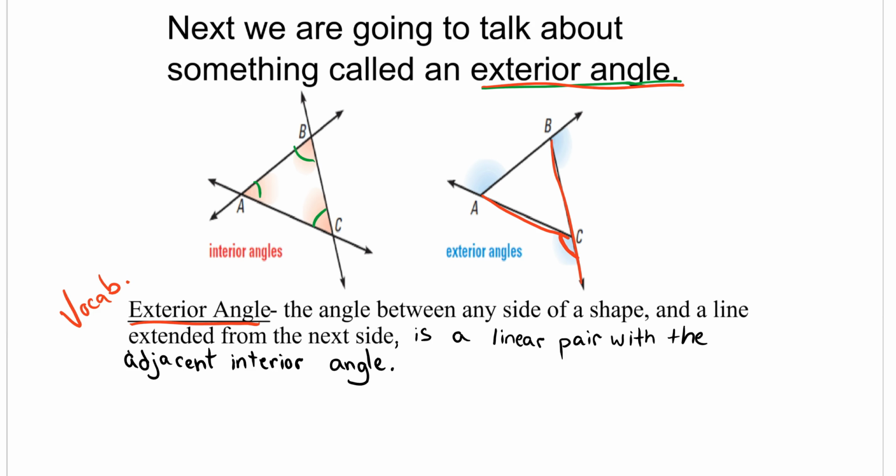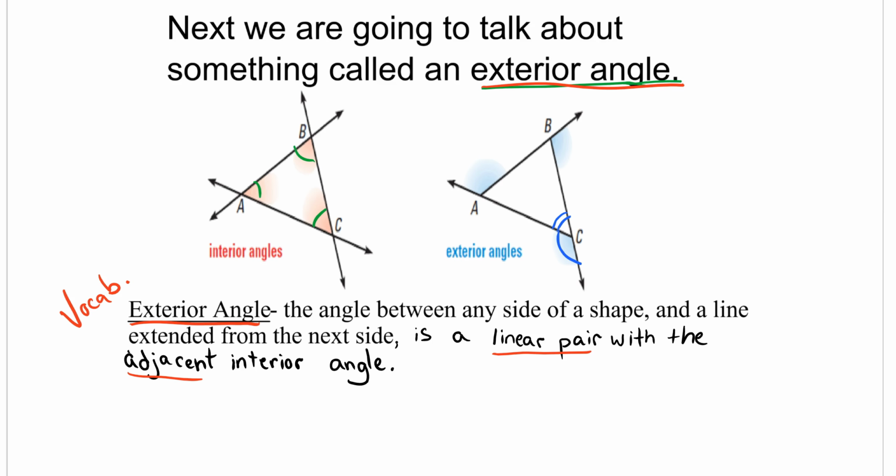Key things: it's that outside angle formed between a side and then an extended side. And it's also, important part, a linear pair with its adjacent interior angles. So if I was looking at this exterior angle, it would form a linear pair with this interior one. Okay? Key things of the exterior angle.